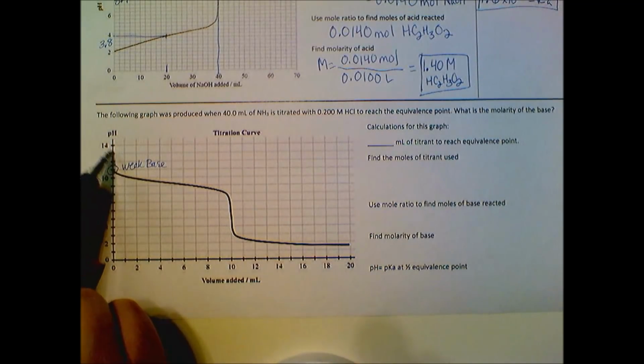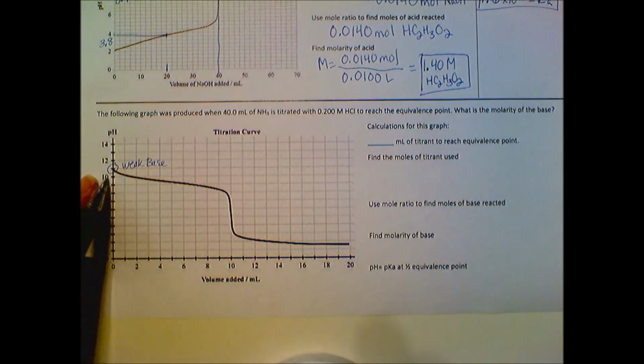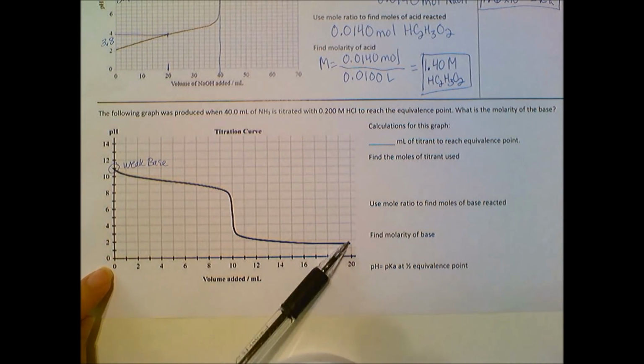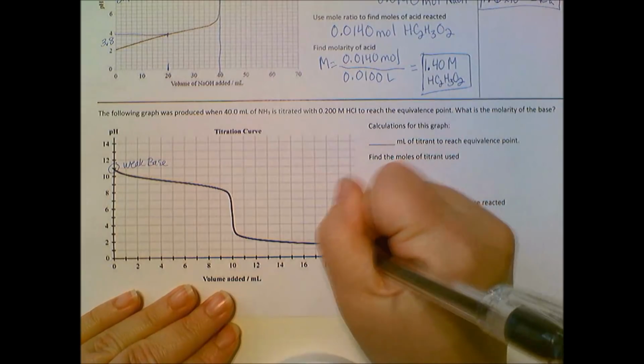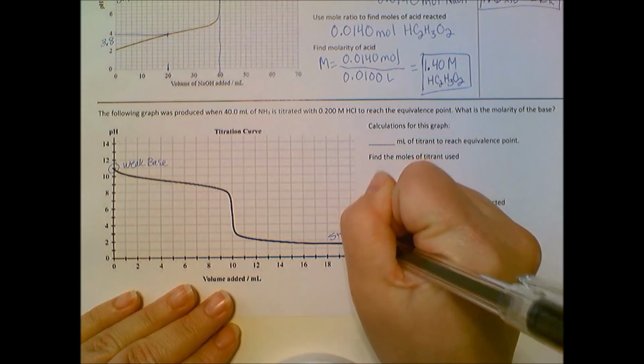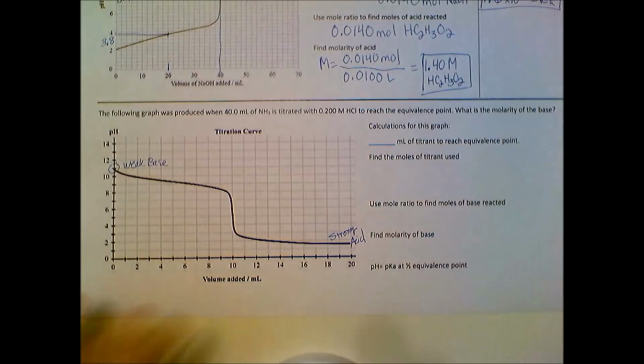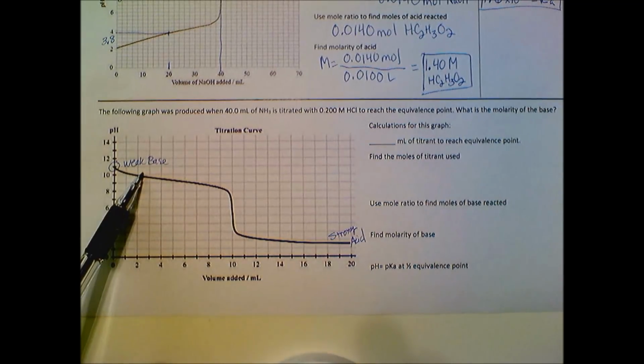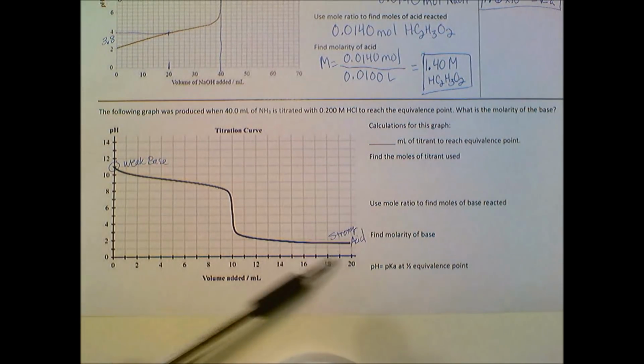So we're not starting quite at like 13 or 14 where our strong bases would be. And then we're ending around 1.5. So that's going to indicate we're with a strong acid. Okay, so what's in the flask first is what we start with. So we're starting with the flask as a weak base and we're ending with a strong acid.